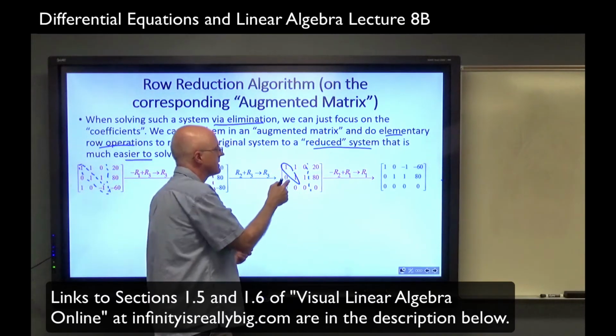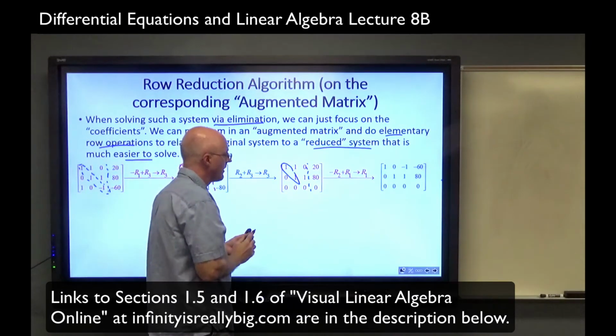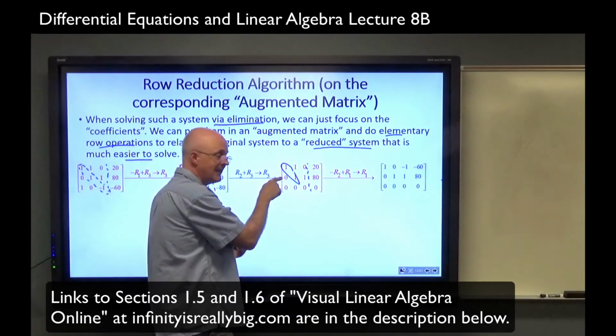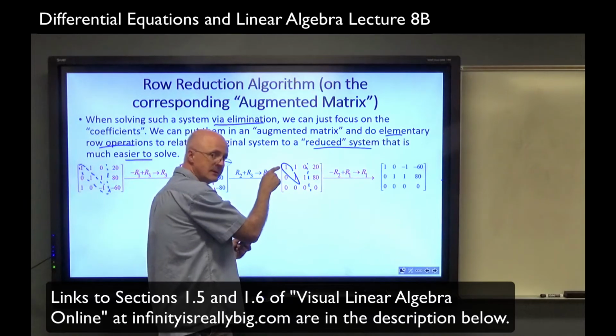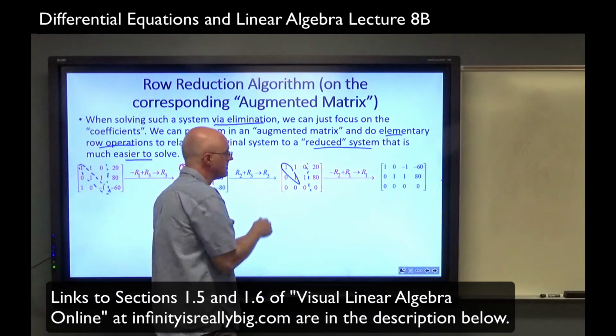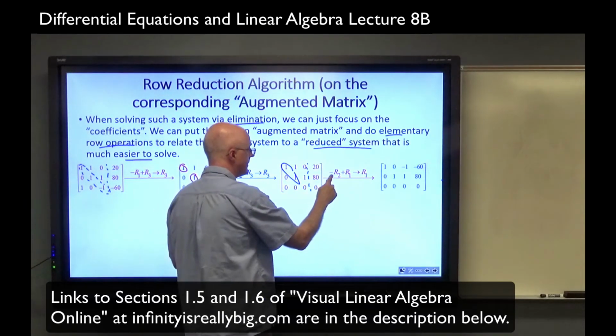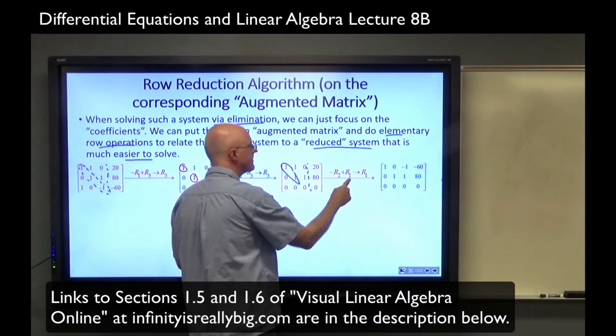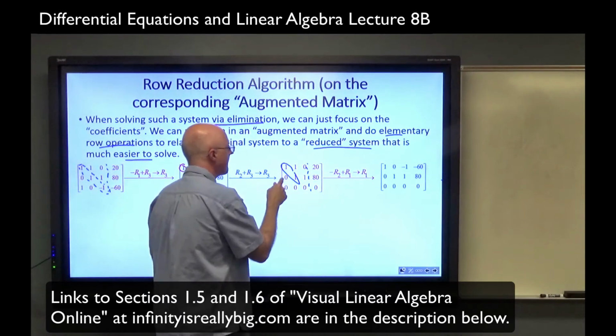The next step in the algorithm is to make that a 0. So I'm going to multiply this row by negative 1, add it to this row, and put the answer in this row to make it 0 right there. That's the goal. And that's what I do here. Negative R2 is multiplying row 2 by negative 1, adding it to row 1, putting the answer in row 1.